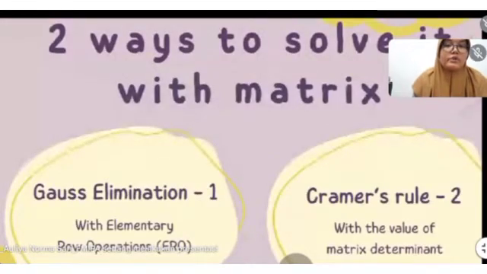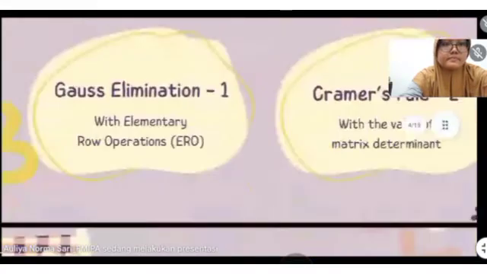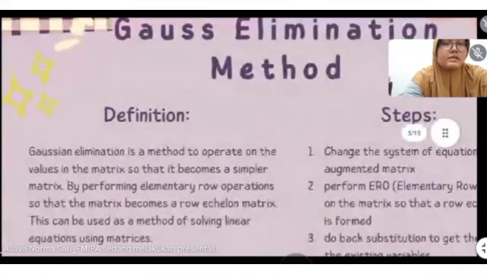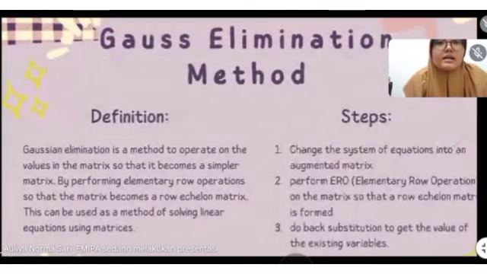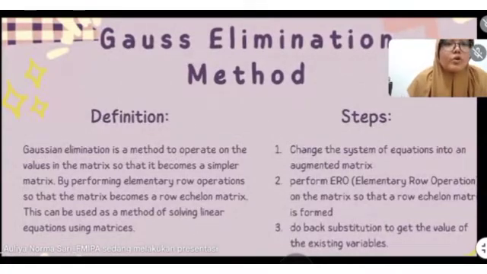We have two ways to solve the problem that we have. First, with Gauss elimination. Second, with Cramer's rule. What is the meaning of the Gauss elimination method? Gaussian elimination is a method to operate on the values in the matrix so that it becomes a simpler matrix by performing elementary row operations so that the matrix becomes a row echelon matrix. This can be used as a method of solving linear equations using matrices.